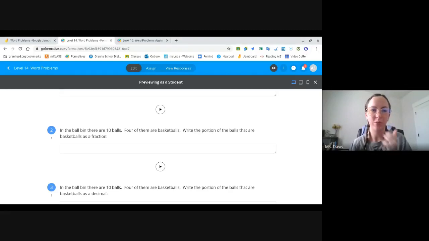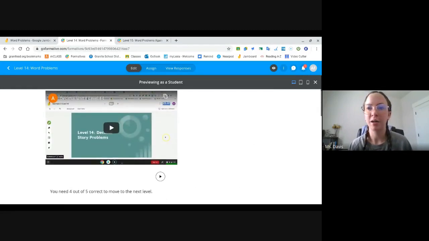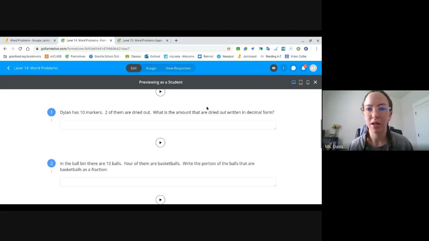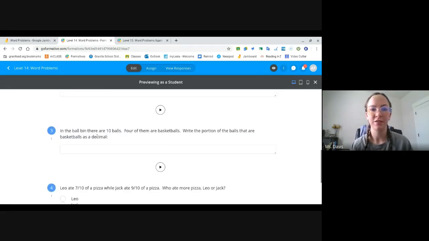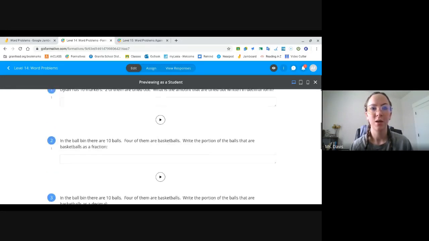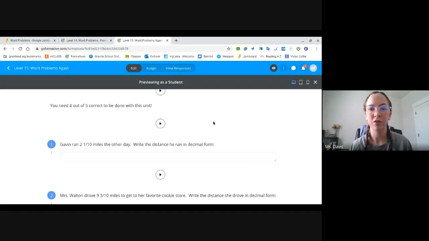The first thing I'm going to start with is just going through. This is level 14, and then I have level 15 right here. I am just looking at the directions here. If you look at number 1, it wants your answer in decimal form. Number 2, though, it wants a fraction. Number 3 asks for a decimal. Number 4 and 5 are multiple choice. But that can be tricky if you don't look at that direction. You could give it in the wrong form, and then you'd be incorrect.